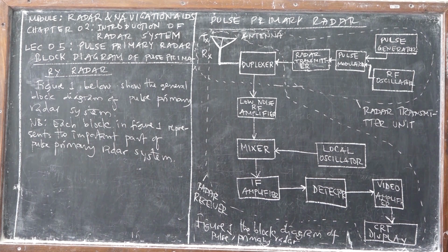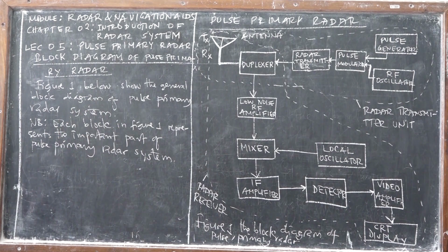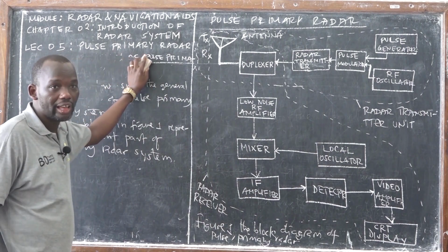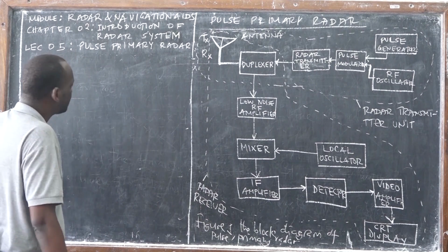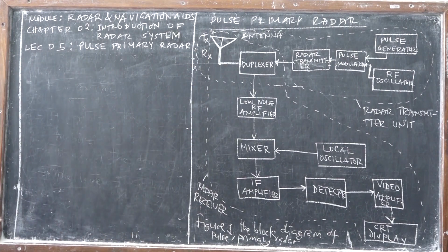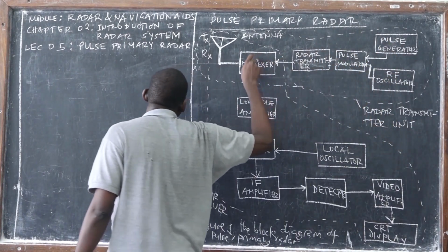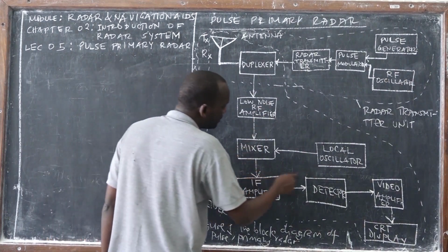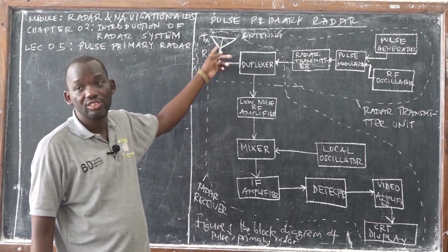How many blocks do you have there? Class, how many blocks do you have in figure one? Let us count. 1, 2, 3, 4, 5, 6. This is the block. 7, 8, 9, 10, 11, 12, 13. You said 12. Why? Because you have known that this is the block.